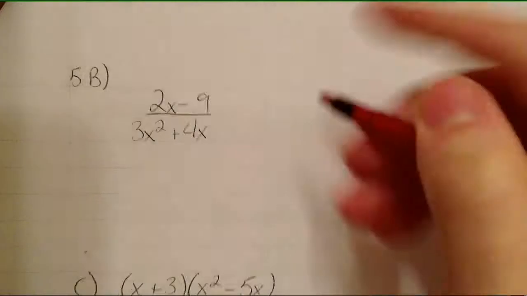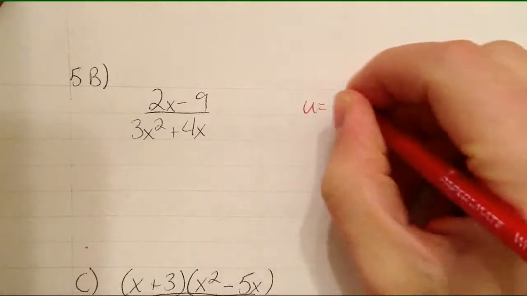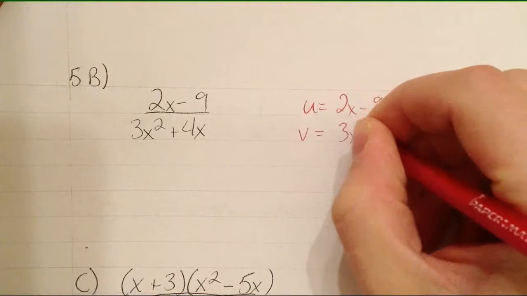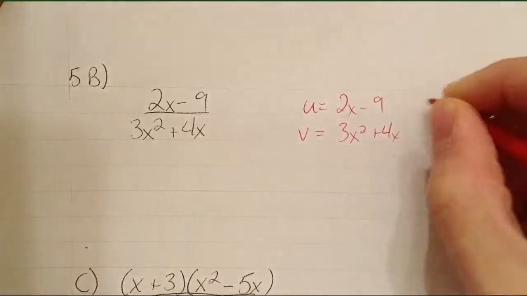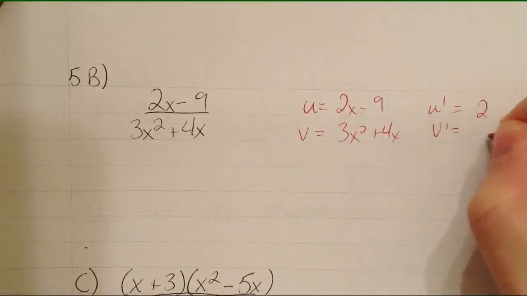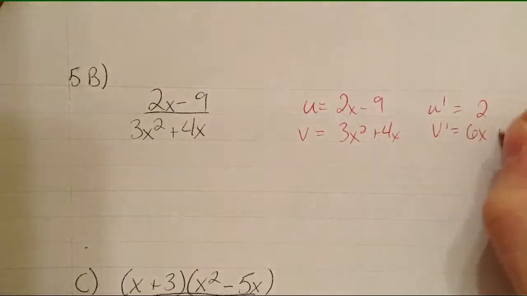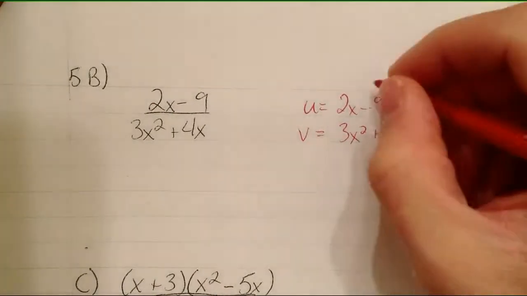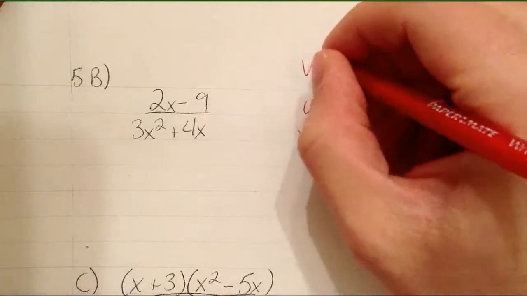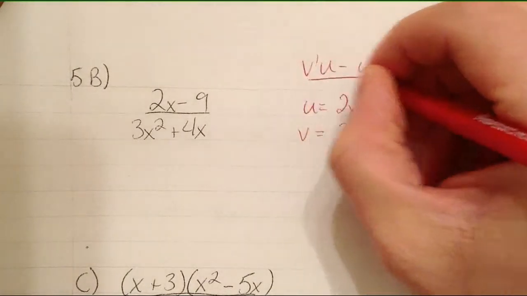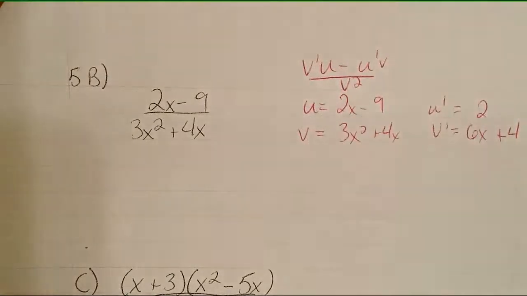Now I have 5b. So my u is going to be 2x minus 9. My v is going to be 3x squared plus 4x. My u prime is going to be 2. My v prime is going to be 6x plus 4. Okay? Now this one I'm going to use the formula v prime u minus u prime v all over z bottom squared. Okay?